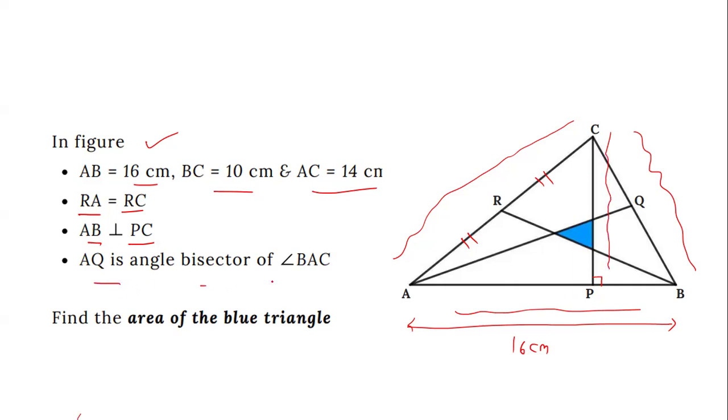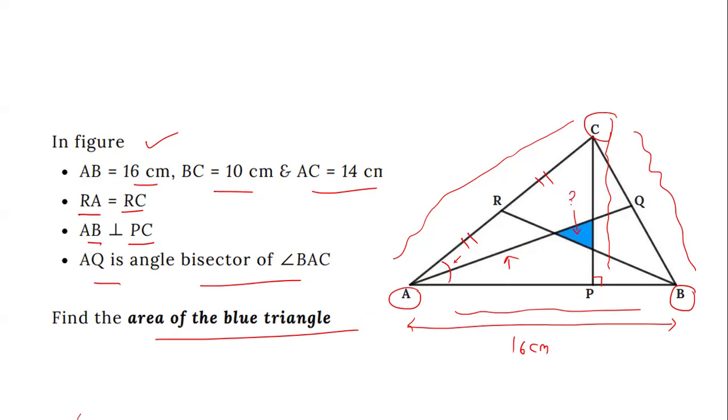And AQ is the angle bisector of the angle BAC. So you can see this is B, this is A, and this is C. So this is the angle bisector. AQ is this line and it is the angle bisector of this angle BAC. Now the question is we have to find the area of this blue triangle. So you can see this blue region, we have to find the area of this. So this is the whole problem.